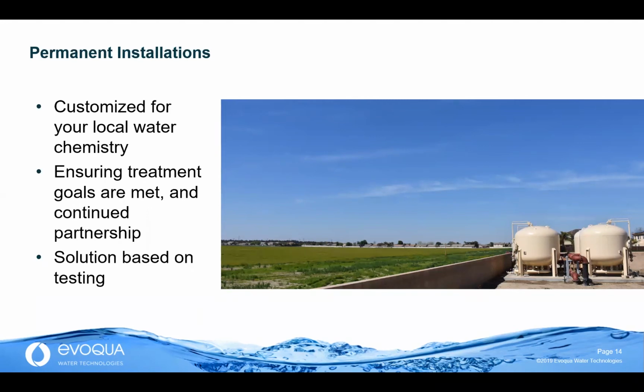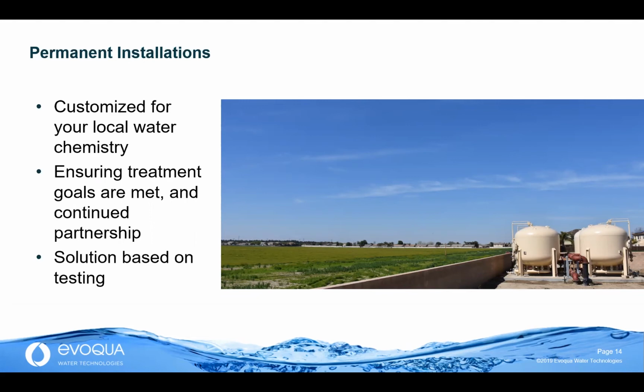You want to make sure that when you're looking at a permanent installation, you have a very holistic view of what the solution is and needs to be. You want to look at the water, you want to look at what's in it and what you're trying to remove, and really what it's going to cost you. And in sizing these, the solution should always be based on some type of testing.